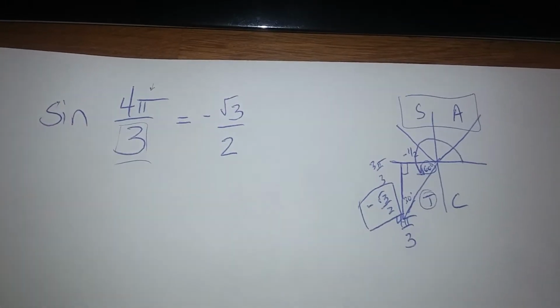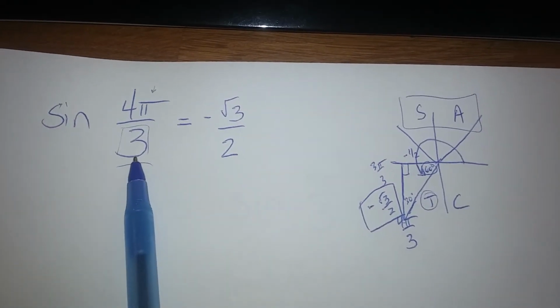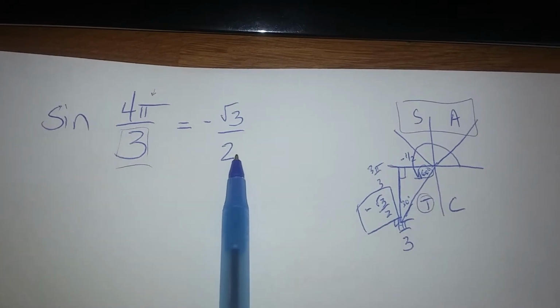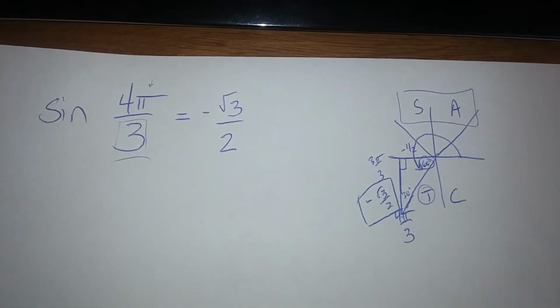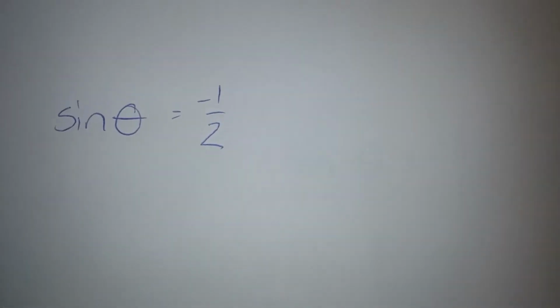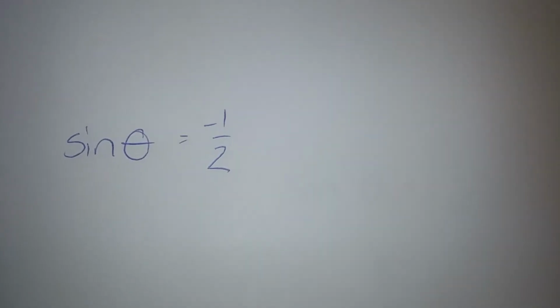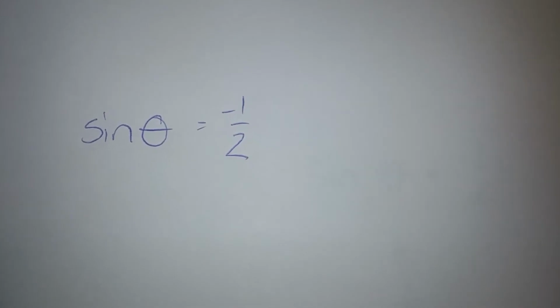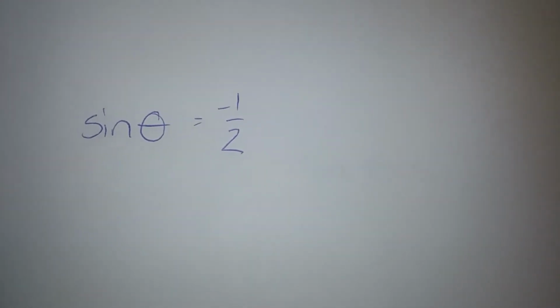This is an angle, a 60-degree angle in the third quadrant, and this is a ratio, a side divided by a side. So this chapter, we're going to focus on going the opposite direction. I'm going to give you the ratio, and you have to tell me the angle. So I am looking for an angle whose opposite is negative 1/2.